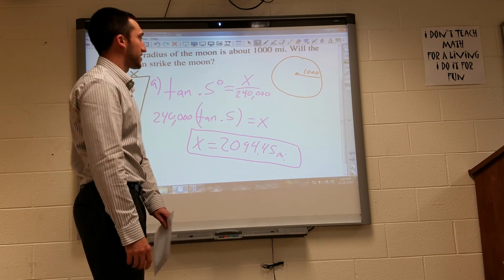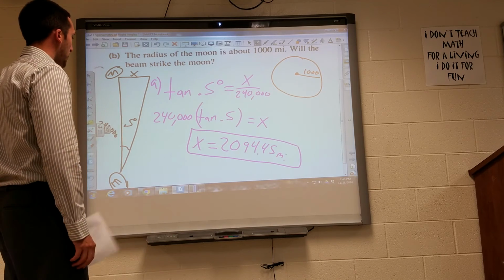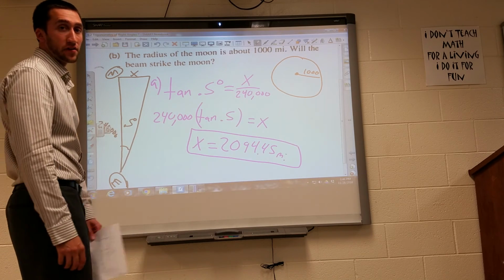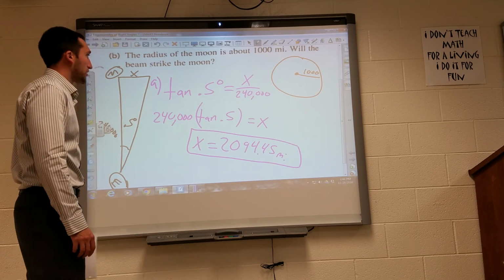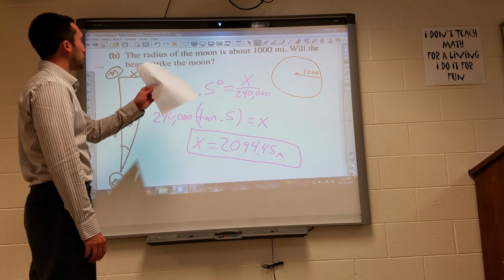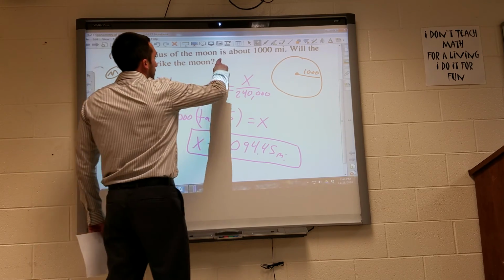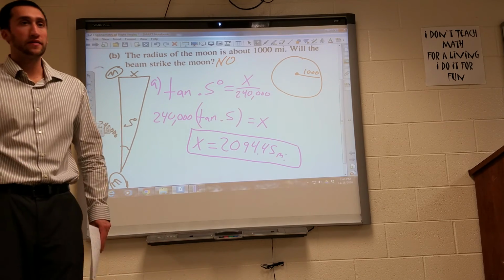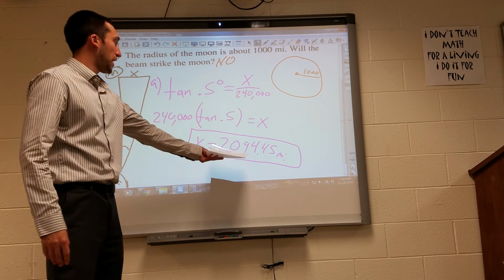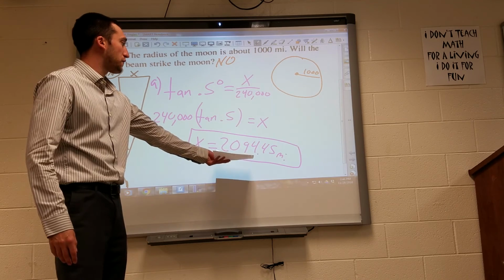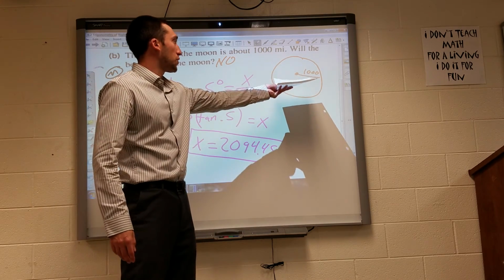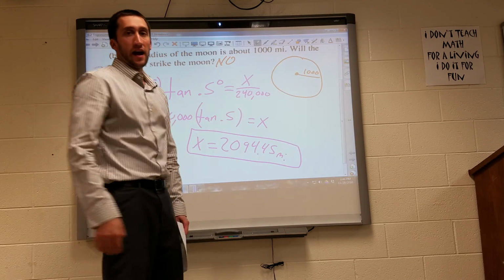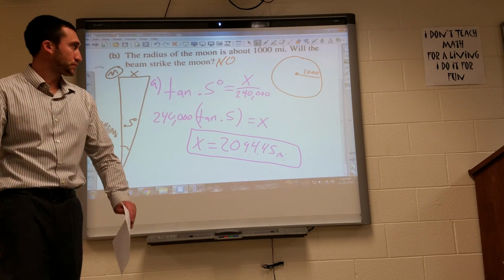So my beam is not going to hit the moon with that tiny difference of an angle. So will the beam strike the moon? No, it will not. And you can give me a nice explanation why: I missed the moon by 2,094 miles. Radius is only 1,000 miles, so I'd be shooting it off into space somewhere.